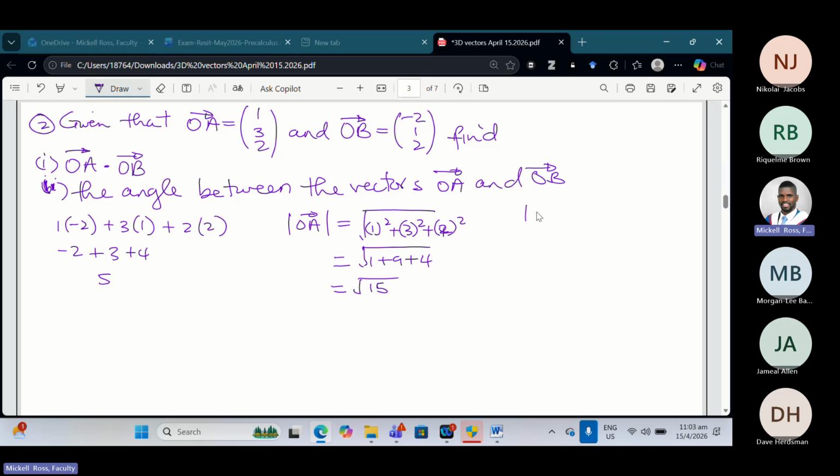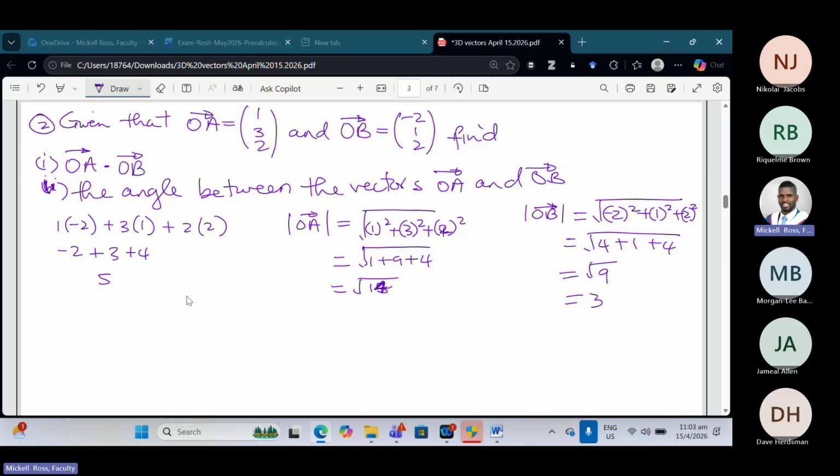And then we find the magnitude of OB, which is equal to -2 squared plus 1 squared plus 2 squared. So this is equal to 4 plus 1 plus 4, which is the root of 9, which is equal to 3.